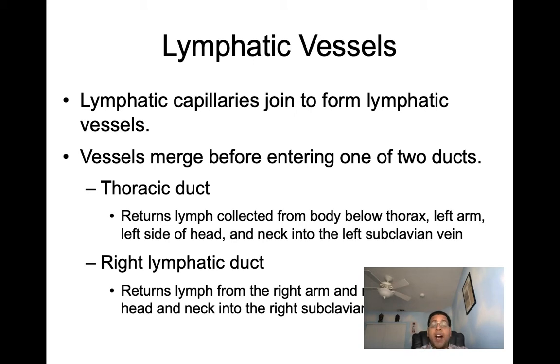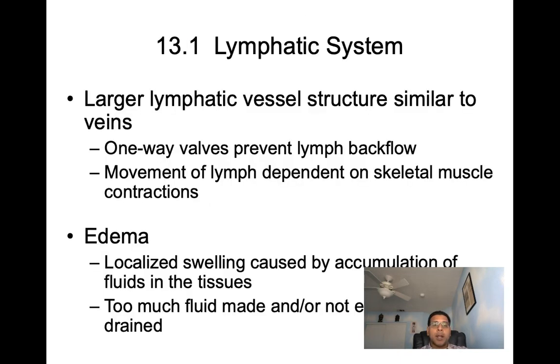We also have valves here that will help ensure lymph travels in one direction, that's towards the cardiovascular system, and then also the placement. Vessels will be found placed between muscles. So let's check that out. One-way valves, we can see, prevent the lymph from flowing backwards. And then the movement of lymph is going to be dependent on skeletal muscle contractions.